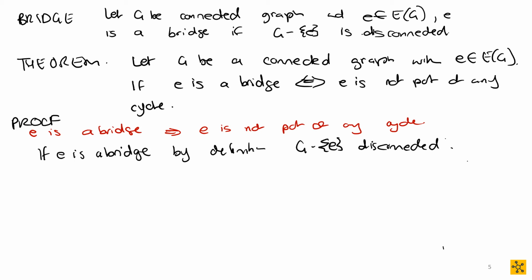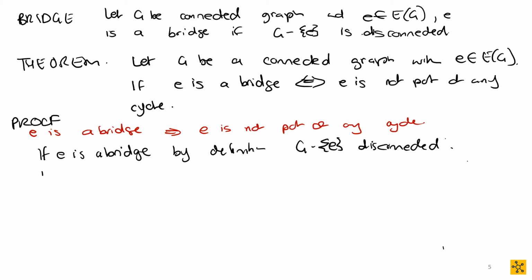So, we start off with E as a bridge, then by definition we have that G minus E is disconnected. For G minus E to be disconnected, either G must have already been disconnected, or E must not have been part of a cycle.